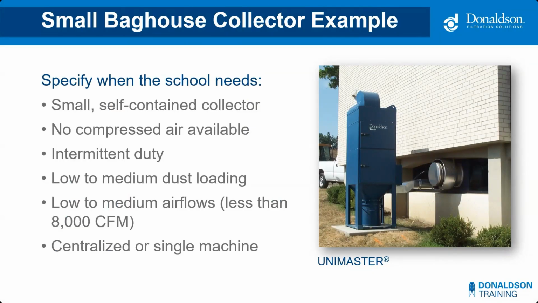This type of collector is best for low grain loading applications, which is pretty typical for schools. Intermittent duty means it must turn off to clean, which usually works well in school wood shops, since there will be more downtime than you'll find in woodworking factories. It can handle airflows up to 8,000 CFM, depending on the static pressure required. The higher the static, the lower airflow can be accommodated. It has larger built-in fans, up to 30 horsepower for these bag houses. It can be set up as a centralized system, like multiple stations or machines, or a single machine.